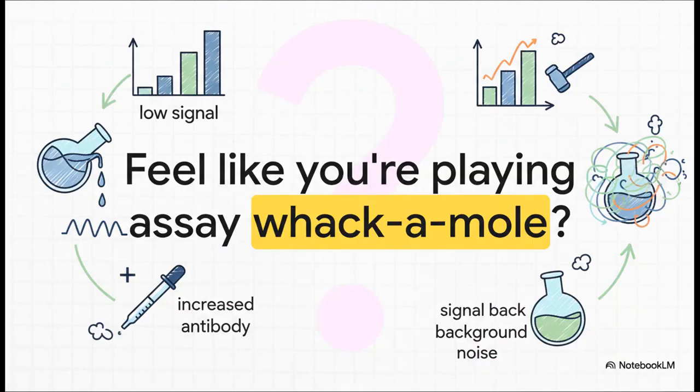Does this sound familiar? You're playing assay whack-a-mole. You tweak the blocker, and hey, the background drops. But now your signal is in the basement. So you up the detection antibody. The signal comes back. But guess what? So does the background. You are constantly fixing one problem only to have a new one pop right up.